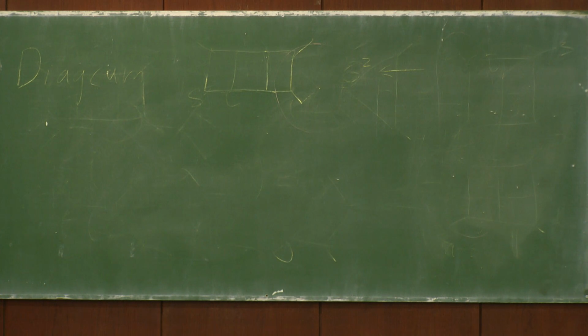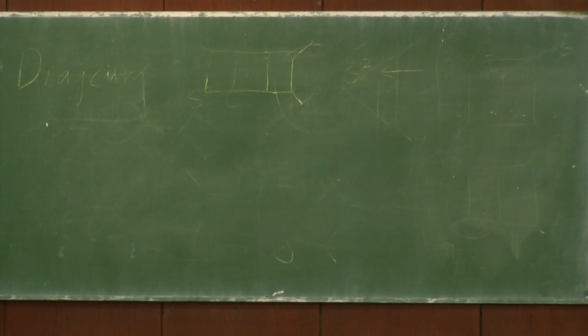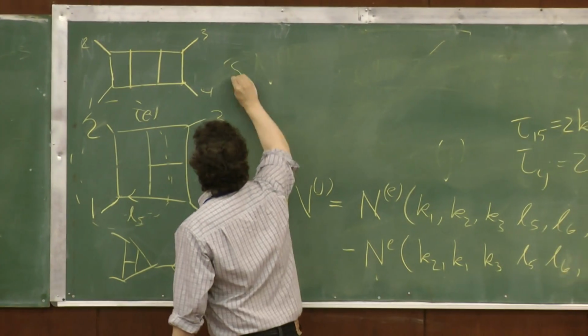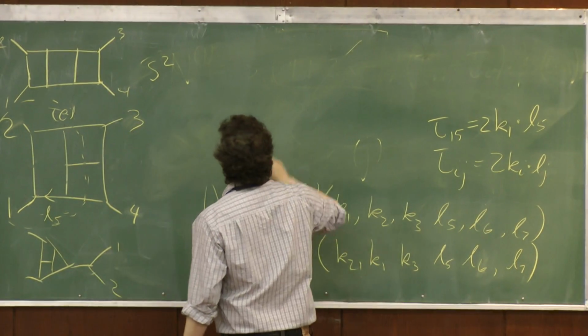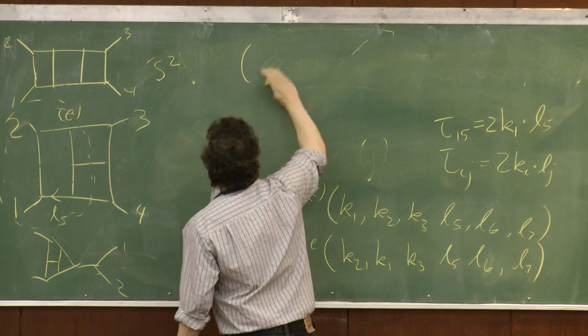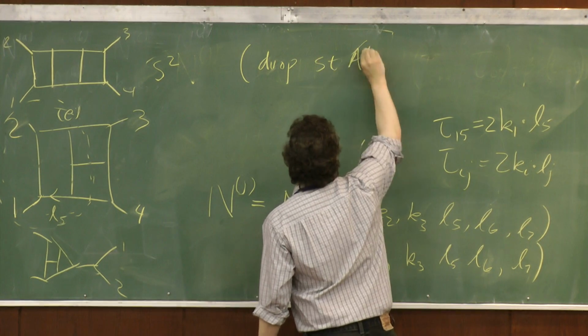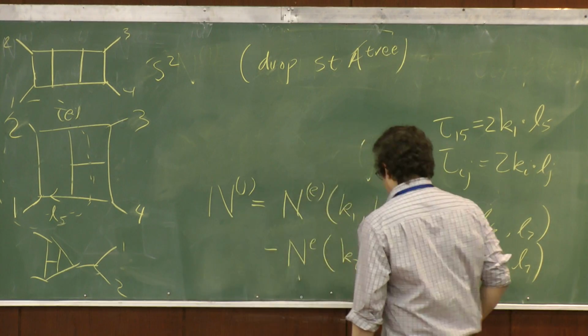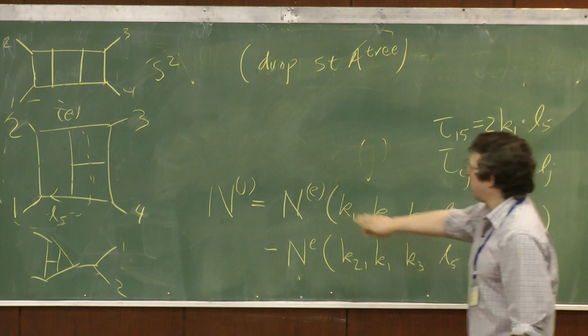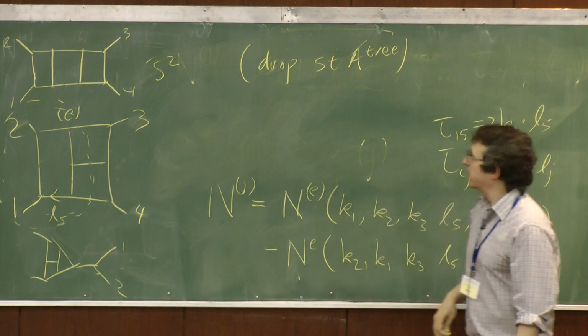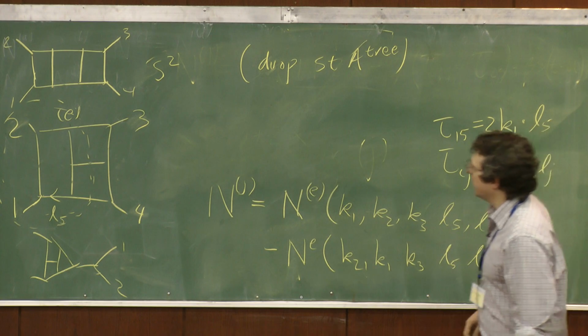I don't need this anymore, right? Because, OK, we got that beta is 1 plus 2 alpha. OK, so now this diagram here, its value is S squared. And that's dropping the STA tree that's sitting out in front. So it's these capital N's I'm talking about, not the little ones that have the STA tree in them.